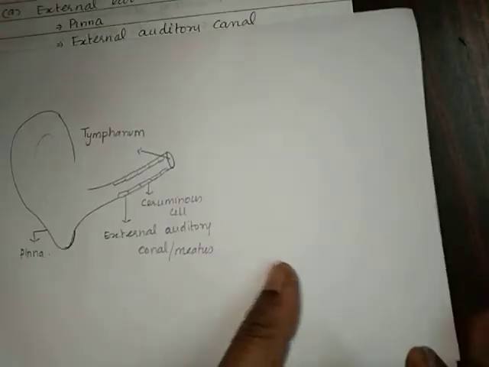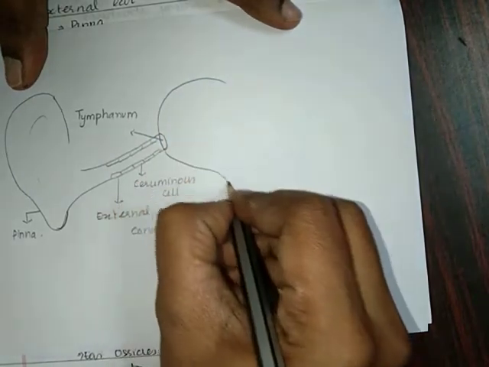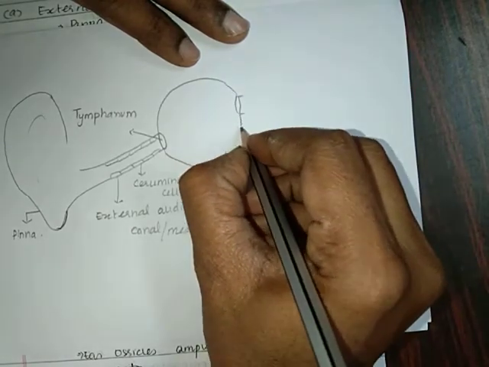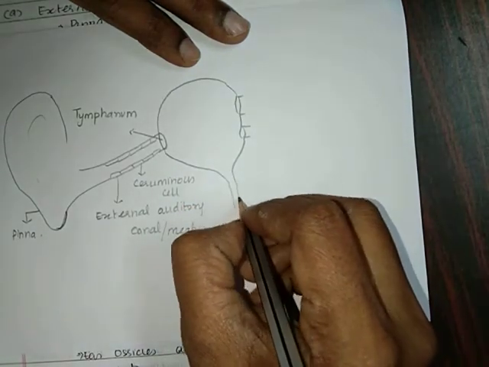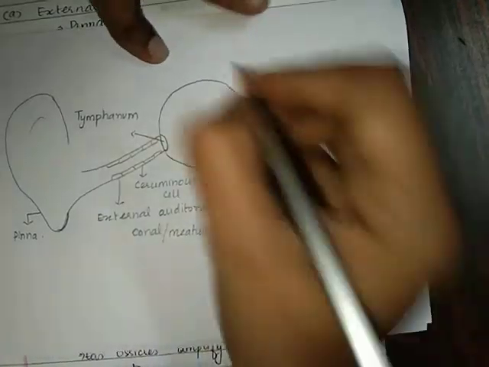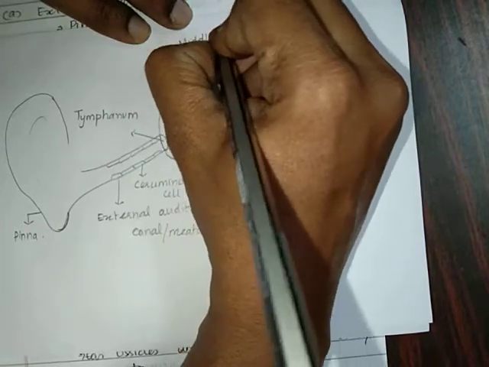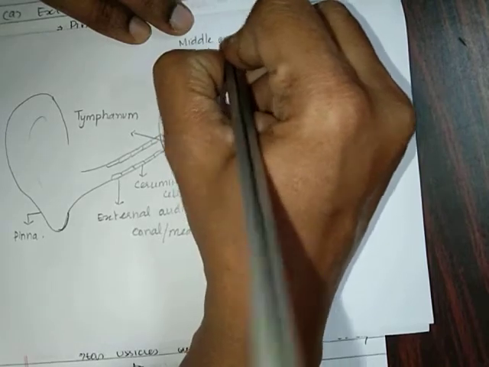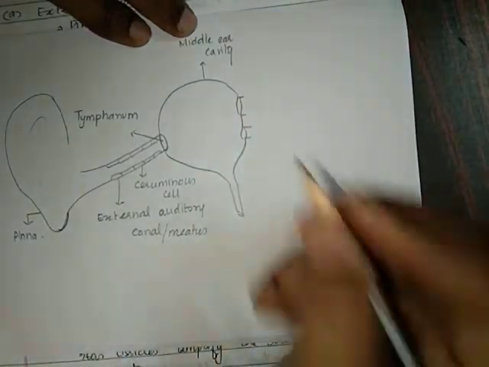The next part is the middle ear. The middle ear is a roughly spherical or irregular air filled cavity, and this middle ear is connected with the internal ear, the external ear, as well as the pharynx region. So this complete portion is called the middle ear cavity. It is connected with the tympanum, inner ear, as well as the pharynx region.